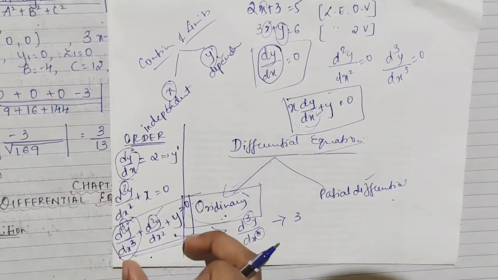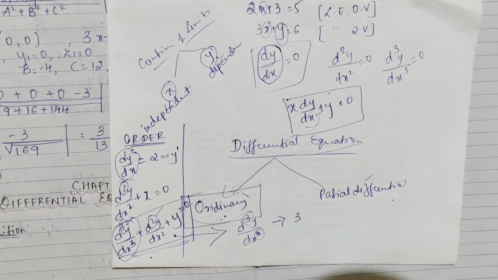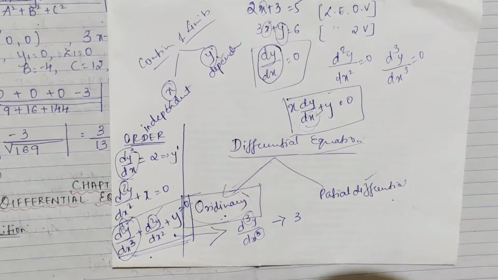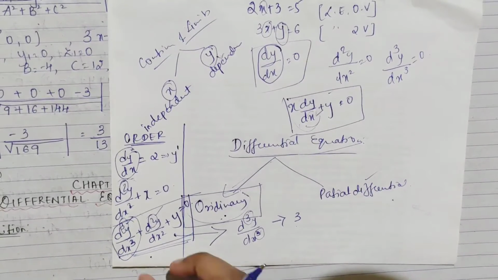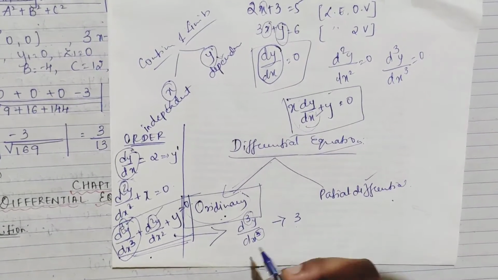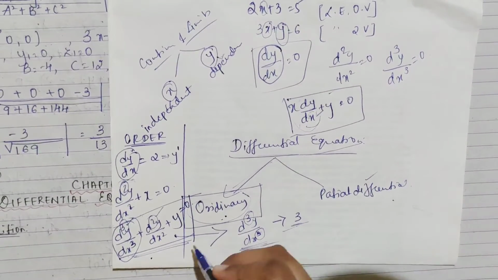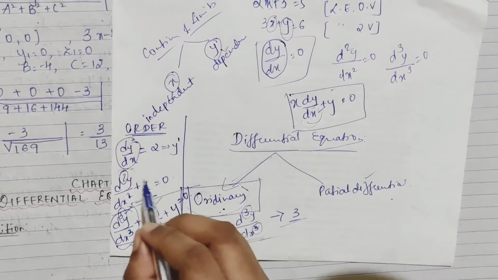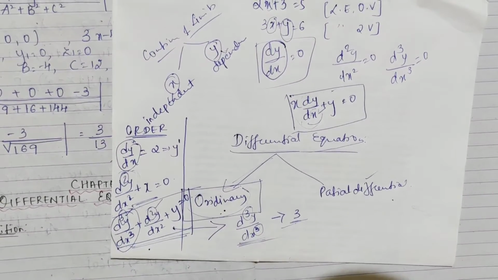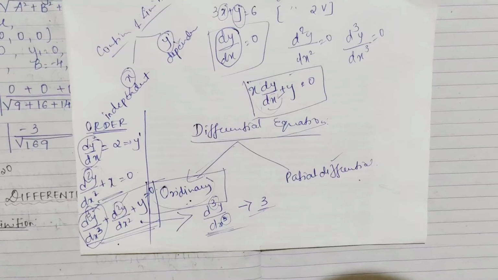You have to just check which is the highest order derivative in the particular equation if they are asking you, and you have to write this is the highest order derivative, so its order is 3. Now if suppose in this, the highest order is d2y by dx square. I hope this is clear.